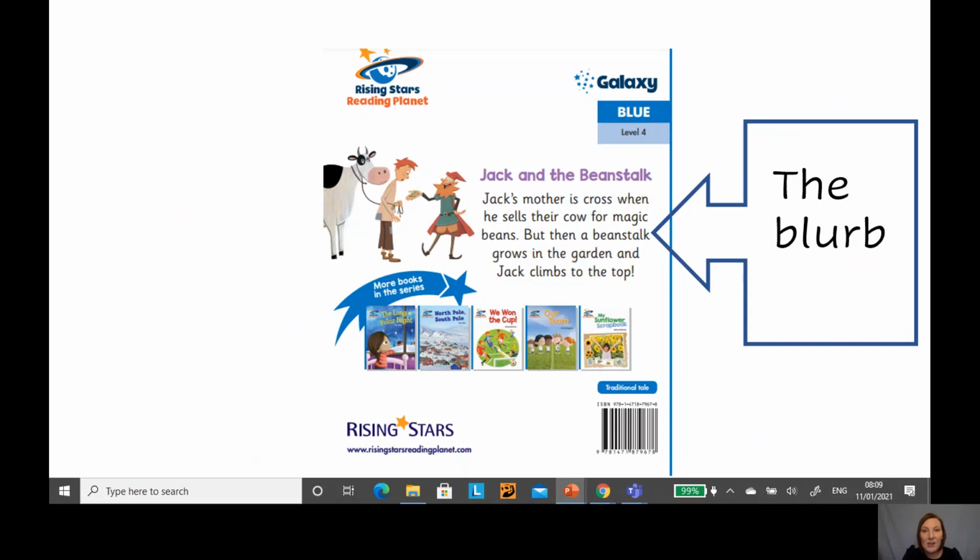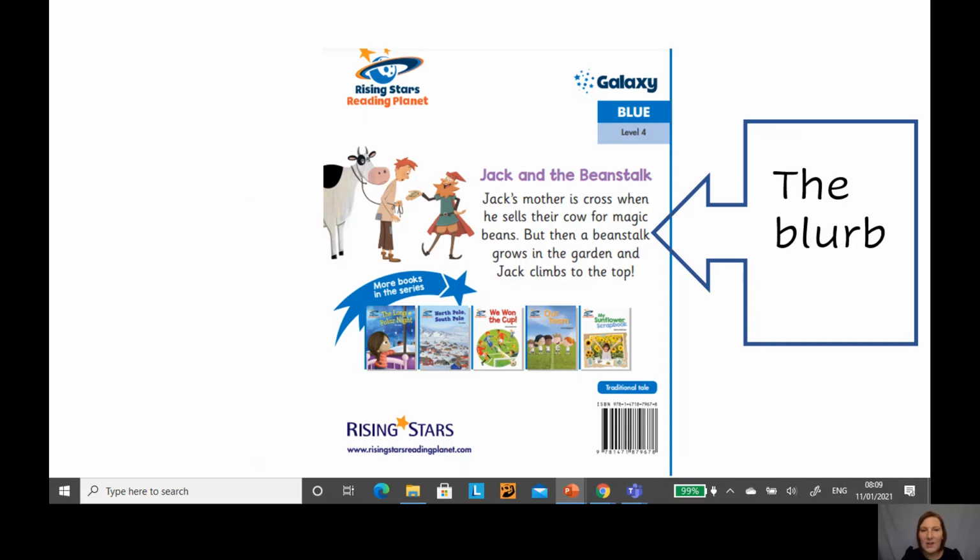Jack and the Beanstalk. Jack's mother is cross when he sells their cow for magic beans. But then a beanstalk grows in the garden and Jack climbs to the top. That's what he was doing. So the beanstalk has come from some magic beans. Well, I wonder where he got those from.